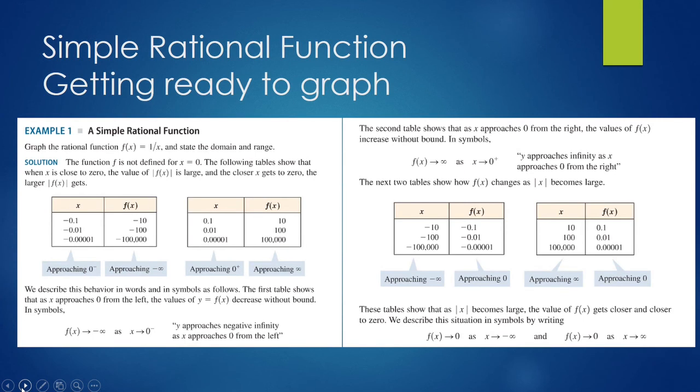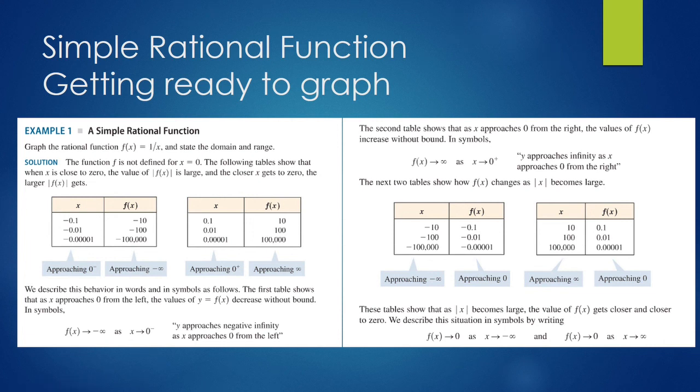Simple rational functions. Getting ready to graph. So the question here would be, given a simple rational function, we want to graph this. So we need to state the domain and range, start by stating the domain and the range. For this particular function, it is not defined if the denominator is 0, which means that x cannot be 0. So it's undefined when x is equal to 0.